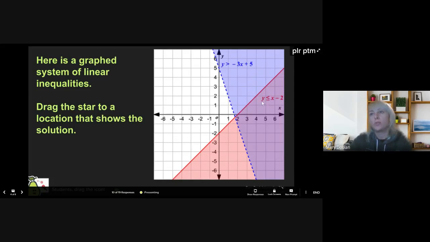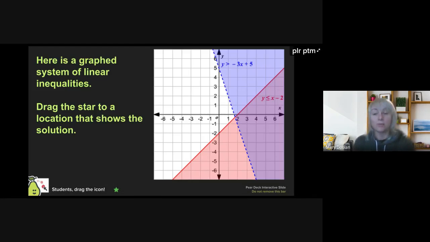And then we're shading, where's y less than the line? So the line is crossing at -2, so where are the y values less than -2? That's this side, so we shade everything over here. All right, so this is what it looks like graphed, and what you're doing on this slide is you're going to drag the star to a location that shows the solution. Now I showed you on the last example, there are an infinite amount of ordered pairs that represent the solution to a graphed system of linear inequalities. So there are lots of possible choices to drag your star to.